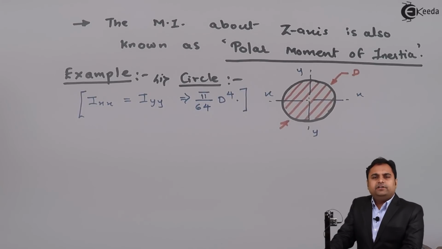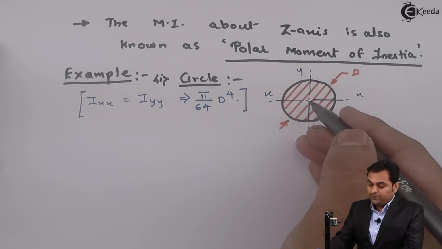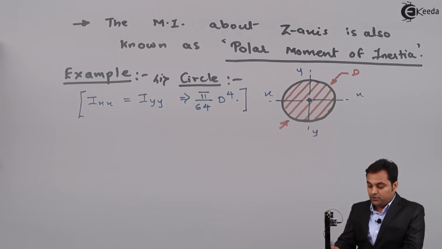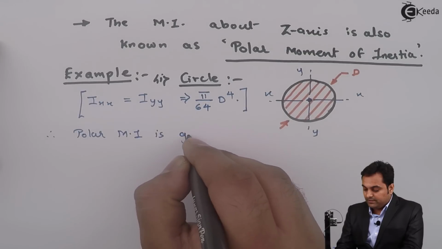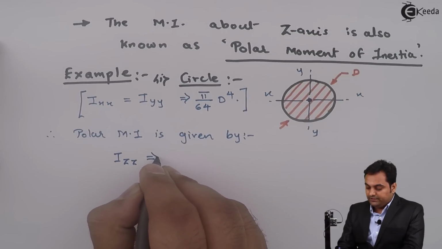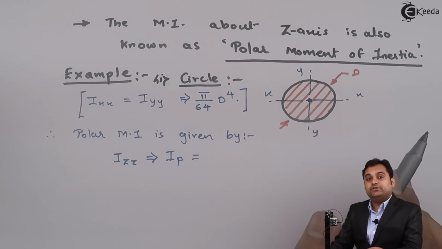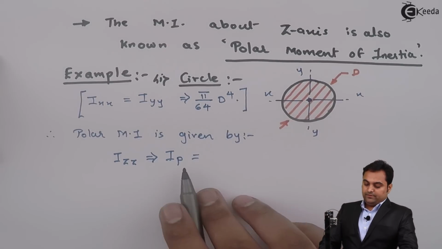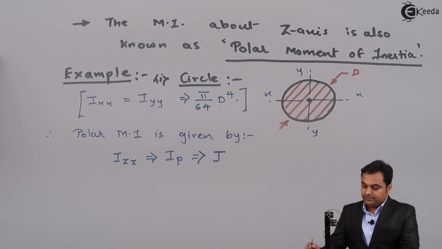Similarly, now if I want to find out the moment of inertia about the third axis, that is z axis, which is perpendicular to this page, or you can say plane, and this axis appears as a point here. So therefore polar MI is given by Izz, or it is also denoted by I suffix p, because it is polar moment of inertia about the third axis. So Izz can also be represented by I suffix p, that is polar moment of inertia, and in some cases it can even be denoted by capital J.